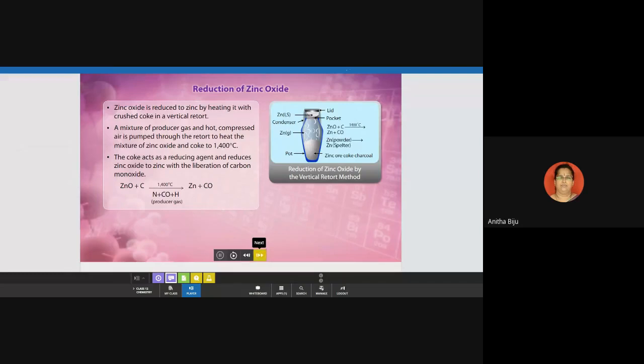Anyone can say what is producer gas? I will give one clue. It is a mixture of two gases. Water gas. Water gas is another. It is a mixture of carbon monoxide and hydrogen. And what is producer gas?